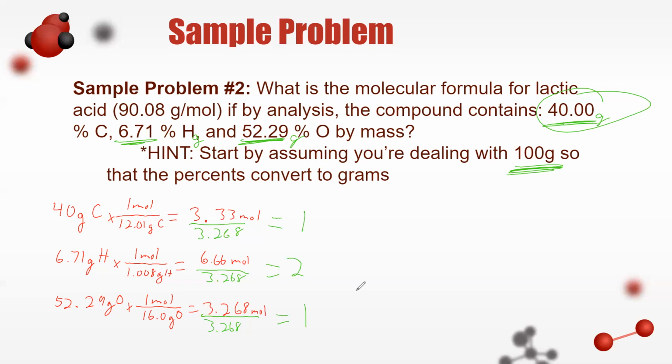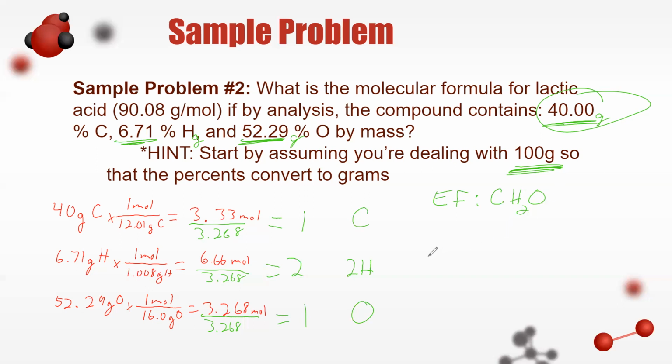So what that tells me here is that for every 1 carbon, I'm going to have 2 hydrogens and I'm going to have 1 oxygen. So this here is my empirical formula. My empirical formula is CH2O, just like the empirical formula for glucose is, but it can also be the empirical formula for lactic acid.